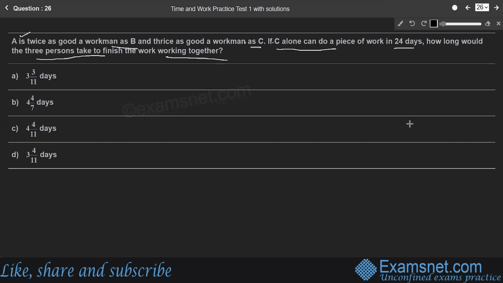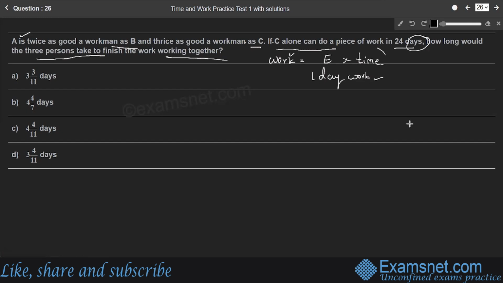So this entire question is based on the concept of work, which is efficiency into time. Here efficiency is nothing but 1 day work. 1 day work is called efficiency. Since time is in terms of days, work per unit time is called efficiency, right? So 1 day work of a person, unit time is 1 day here. Therefore, work done by that particular person per unit time is called efficiency, right?